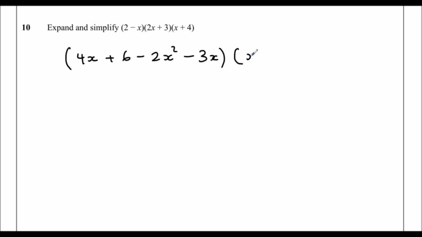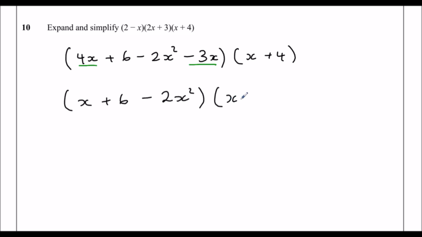And I'm going to leave the last bracket as it is. I'm going to simplify the first bracket. The only like terms I've got are 4x and negative 3x. So 4x, take away 3x, is just 1x. So I've got x plus 6 minus 2x squared times x plus 4. Now I'm going to expand again.